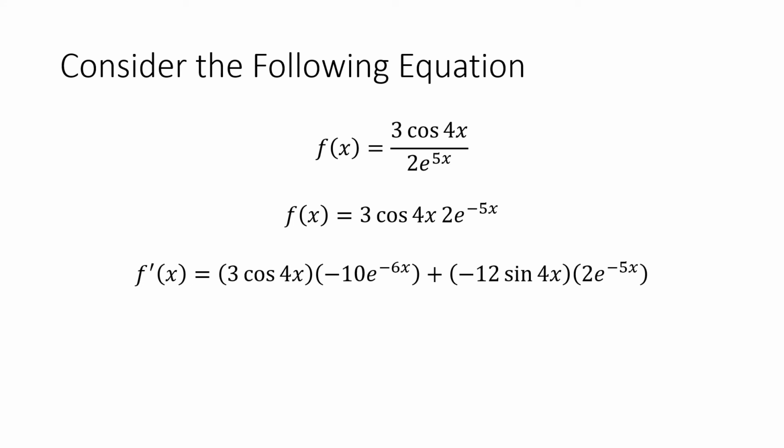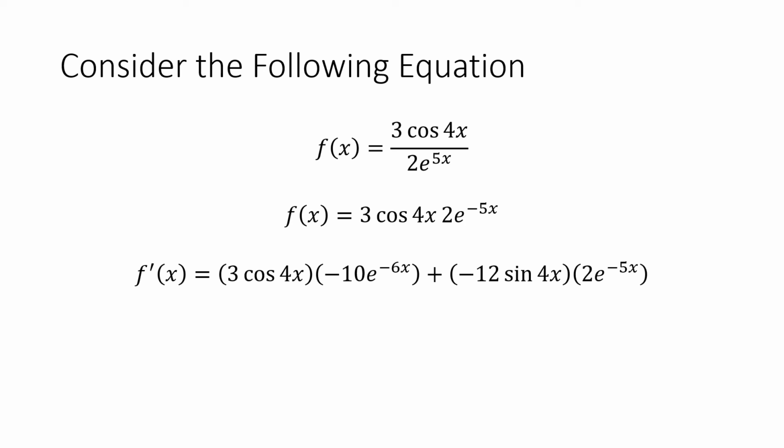So to use the product rule, we're going to have the first function multiplied by the derivative of the second function. So to get that, we're going to use the chain rule to get negative 10 times e raised to the negative 6x.